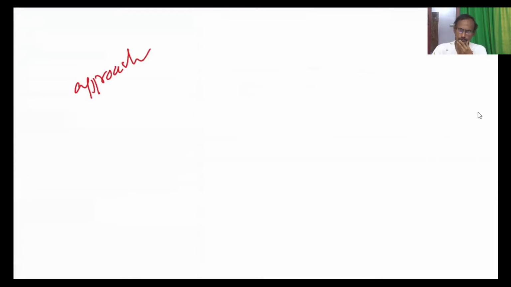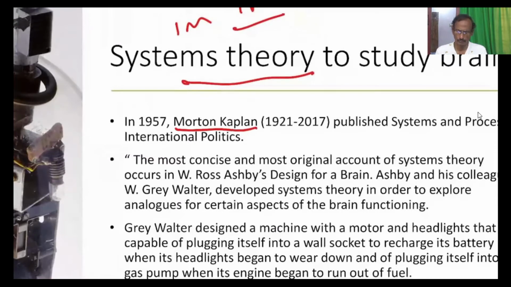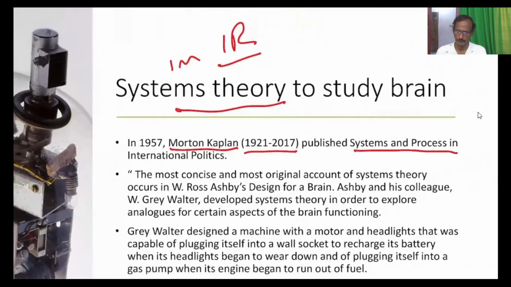This approach is applied first in biology, and later it went to all the disciplines, including psychology, sociology, and in international relations, Morton Kaplan published a book, Systems and Process in International Politics, in 1957. Okay.